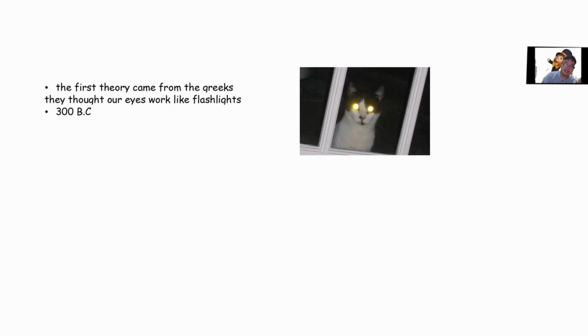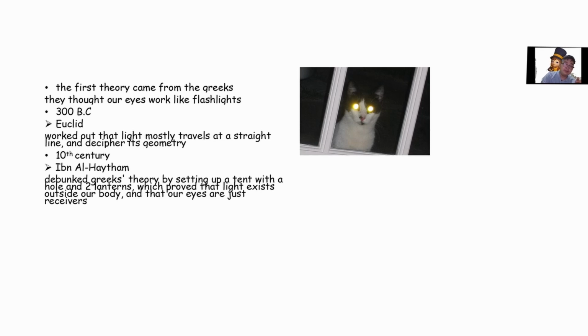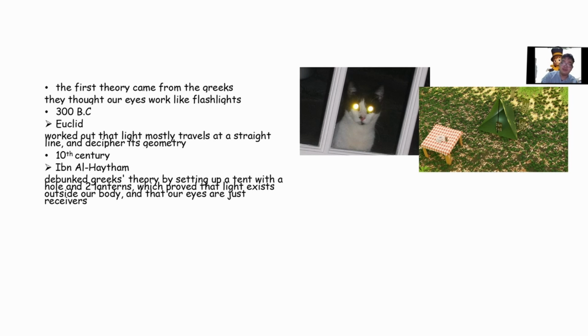In the 300 BC, Euclid worked out that light mostly travels in a straight line and deciphered its geometry, like how it bends and stuff. In the 10th century, Ibn al-Haytham debunked the Greek theory by setting up a tent with a hole and two lanterns, which proved that light exists outside our body and that our eyes are simply receivers. Here's a recreation of what probably went down.